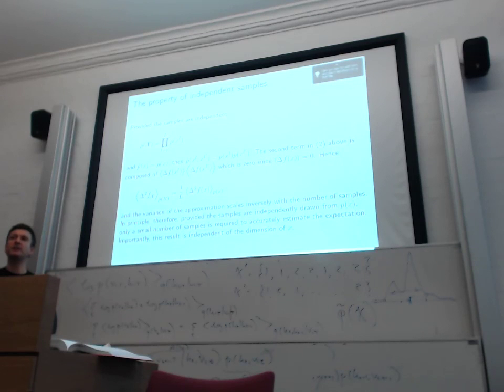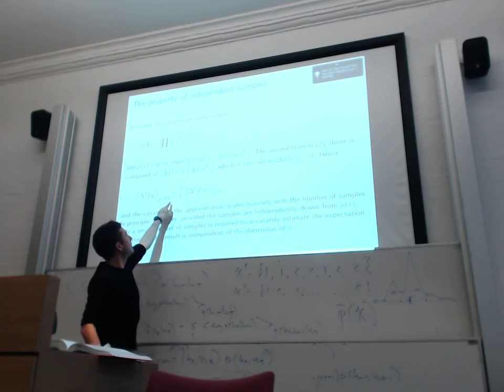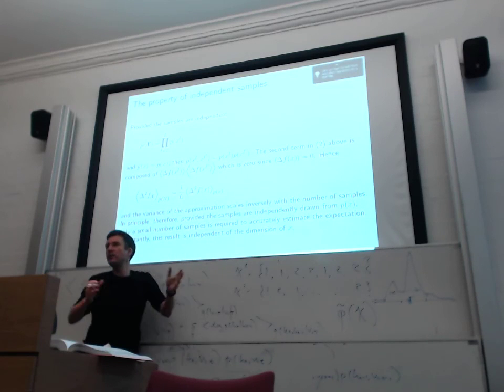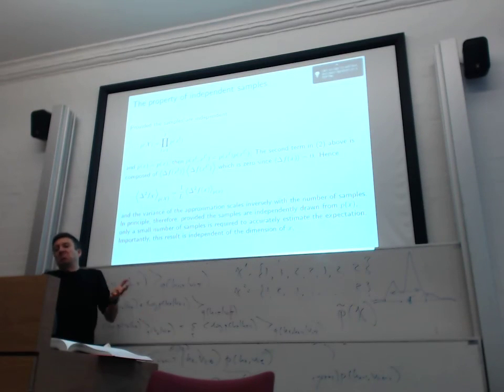If the samples are not produced independently, we cannot say this. It could mean that we have an order one variance for the approximation, which would be a disaster. It would mean that as we keep increasing the number of samples, I have no idea whether or not my approximation is actually improving, because the variance could still be huge. Maybe I'm just unlucky, the variance is all over the place, and it could be miles away from the actual mean.